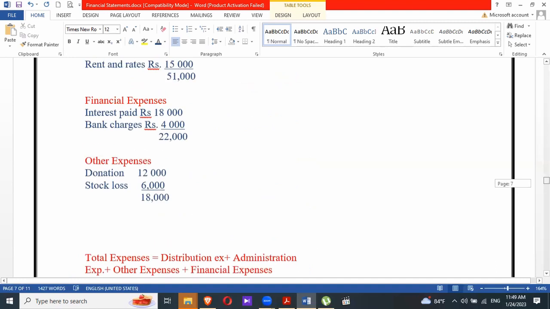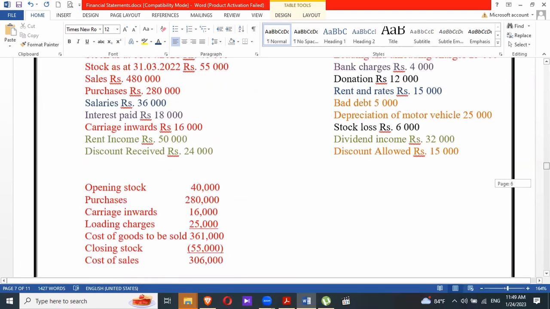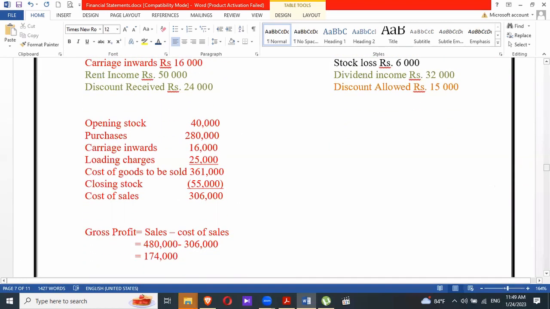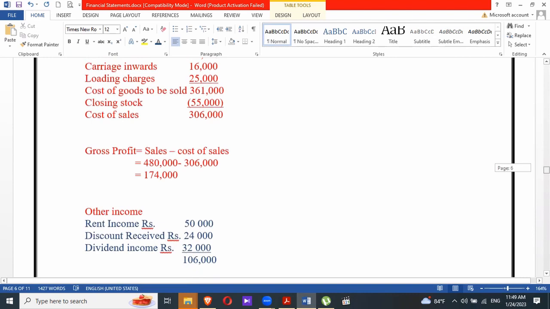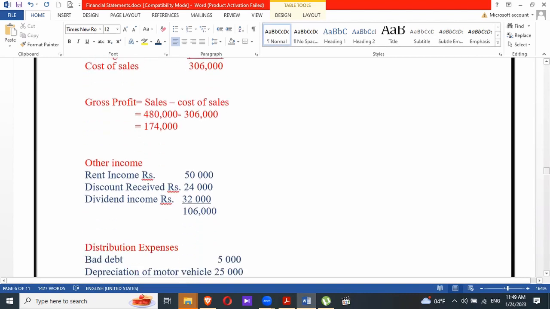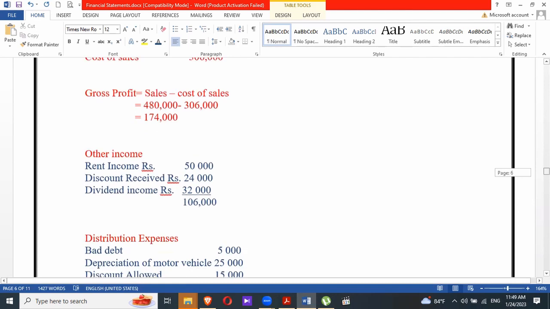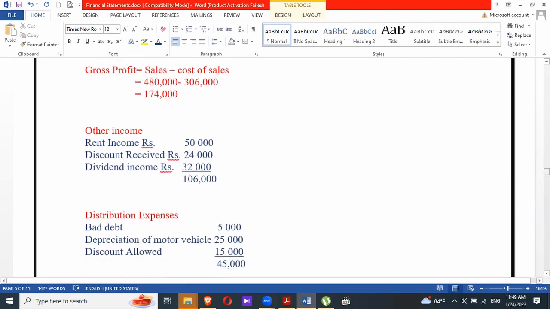Again, I'll go through the final answer. We have calculated cost of sales: opening stock, purchase, carriage inwards, loading charges. Then summation, we call it cost of goods to be sold, minus closing stock, cost of sales. Then gross profit equals sales minus cost of sales. Sales is 480,000, cost of sales is 306,000. Gross profit is 174,000. Then other income we have already calculated: rent income, discount received, dividend income. Summation of these three figures, 106,000.